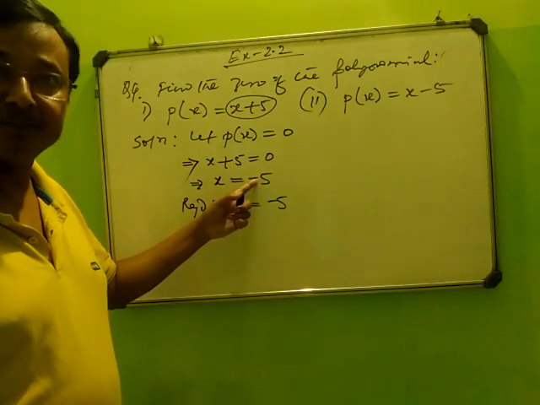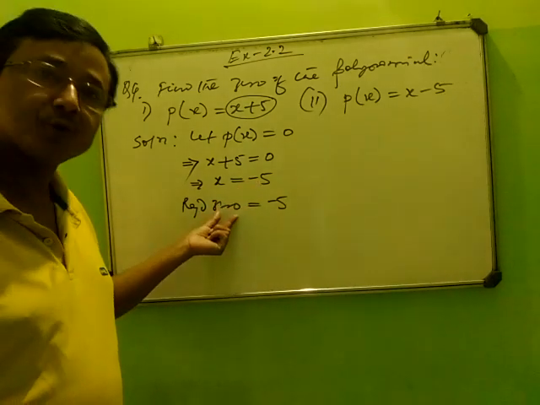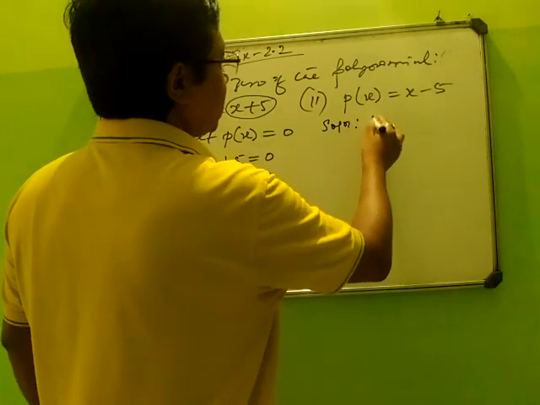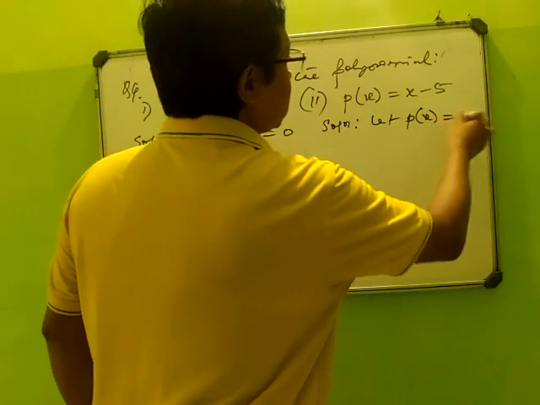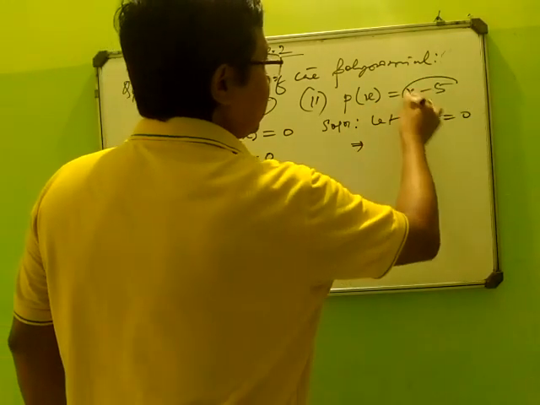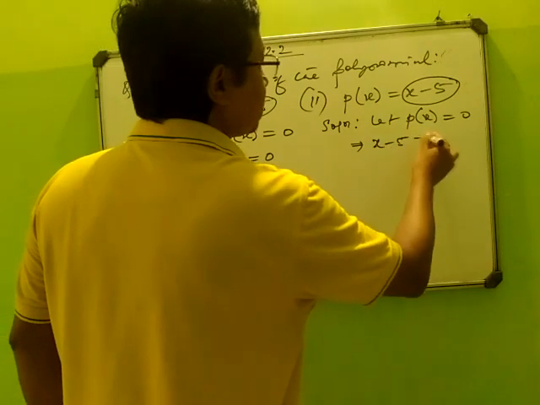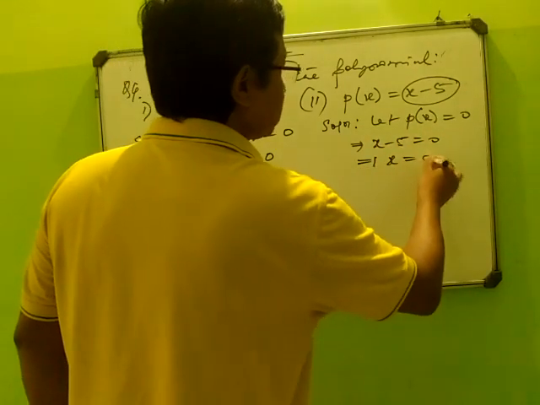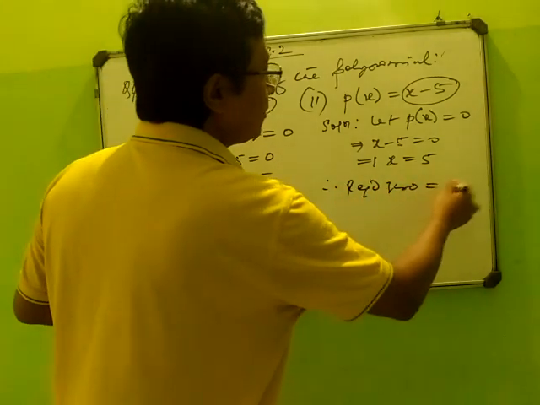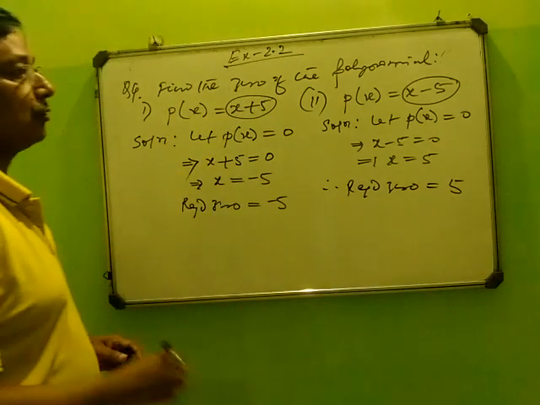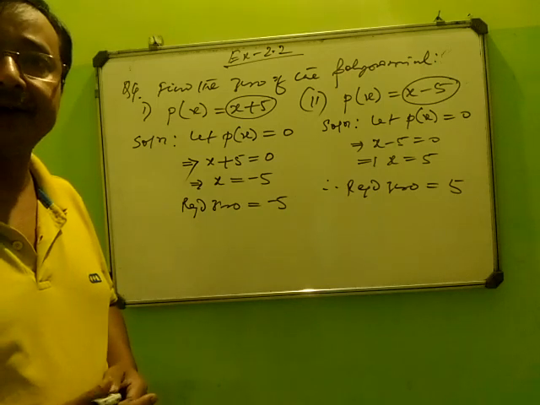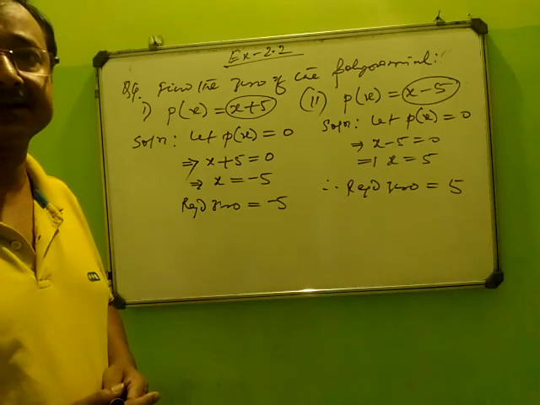Now, the one more term they have used, that is also called the zero. Let's take the second one. Let p of x equal zero. How much is p of x? It is given x minus 5, so x minus 5 equals zero. So this gives x equals 5. The required zero, how much did you get? You got 5.